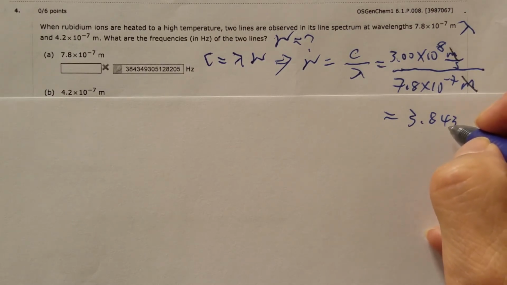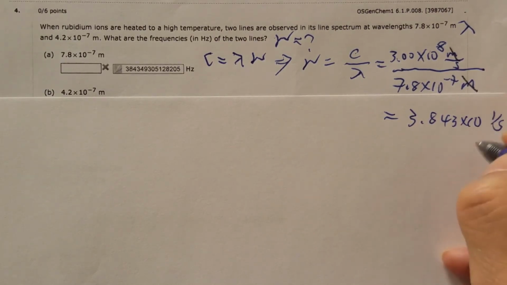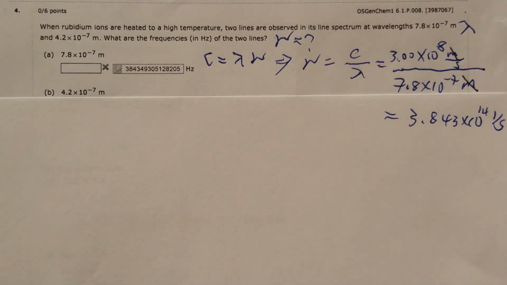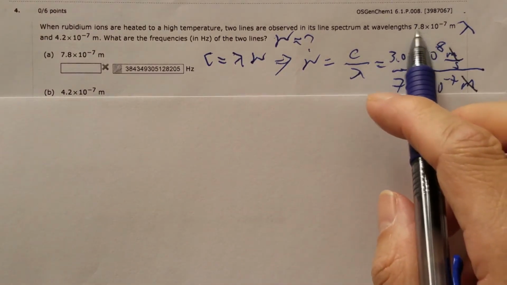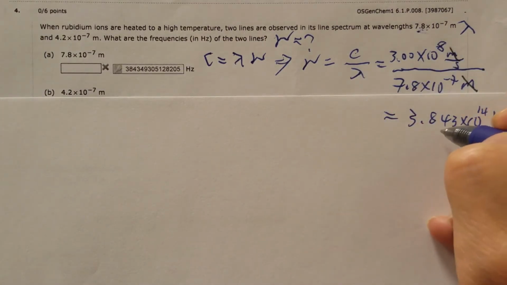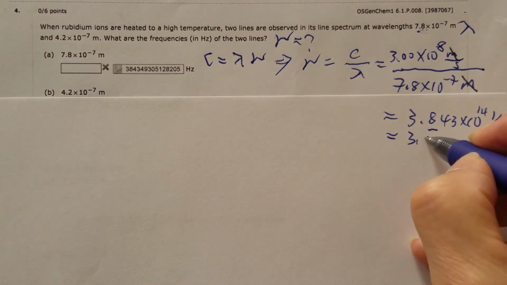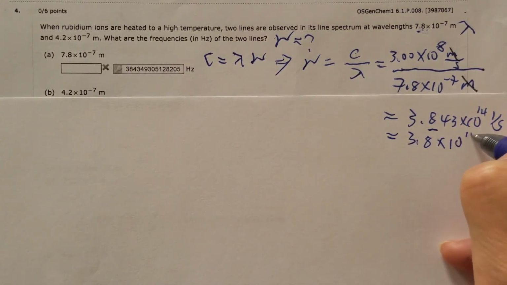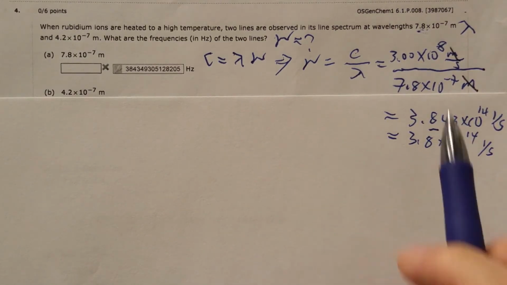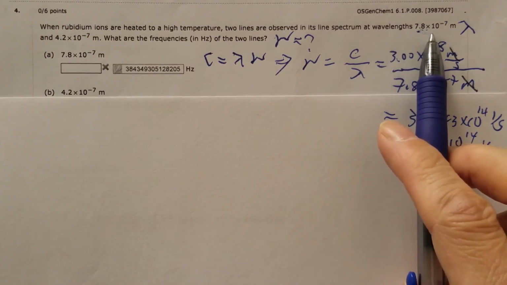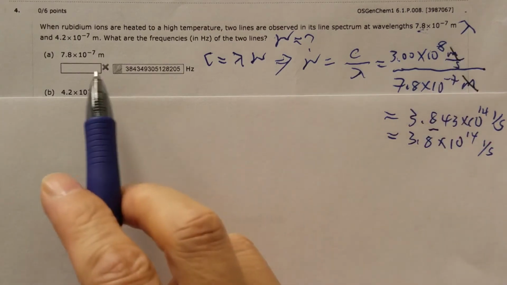And that should be 3.843 times 10 to the 14th. And so now let's fix the sig figs. That should be 2 sig figs. Why? Because you can see right here, that's just 2 sig figs. So if it's 2 sig figs, we do the roundup, then that should give us 3.8 times 10 to the 14th. That's the frequency for the wavelength at 7.8 times 10 to negative 7 meter. So that's basically A.